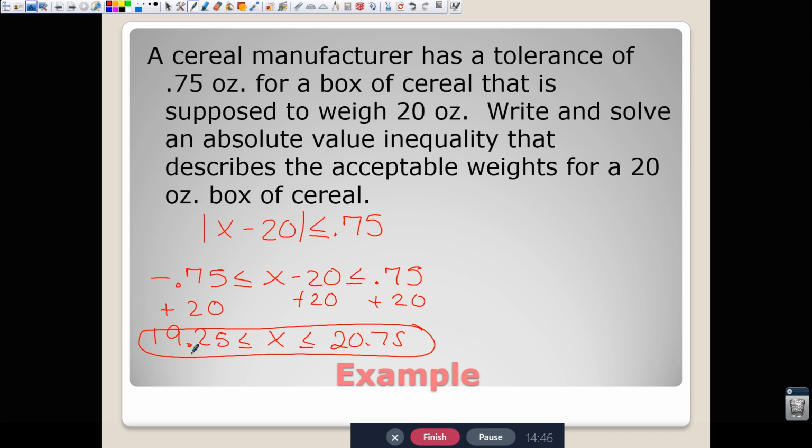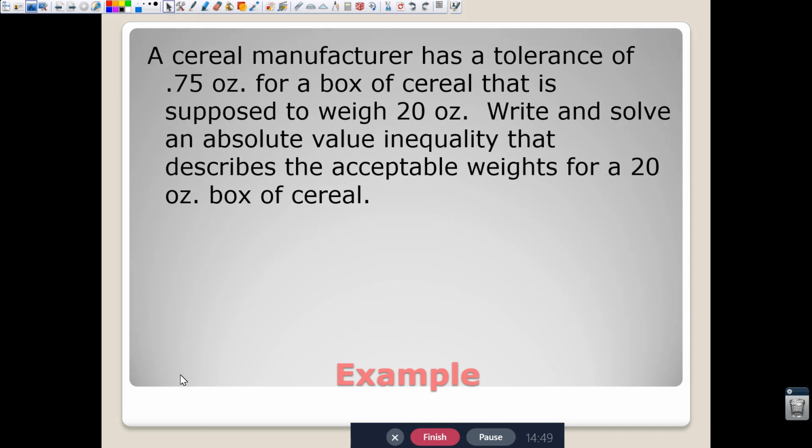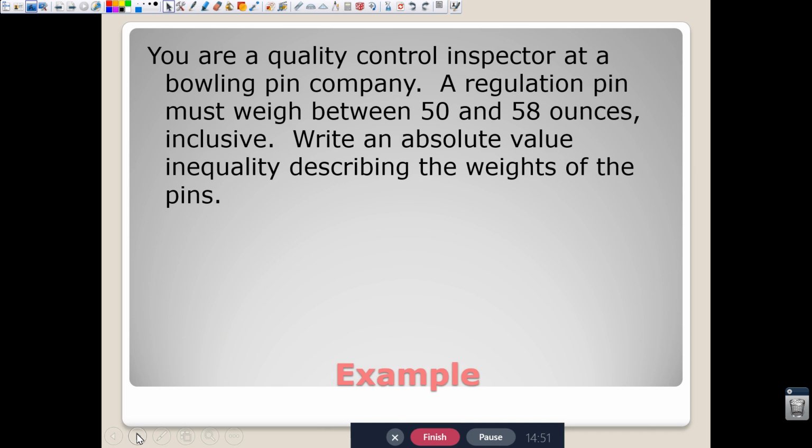Okay, let's try another one. So you are a quality control inspector at a bowling pin company. A regulation pin must weigh between 50 and 58 ounces, exclusive, write an absolute value inequality describing the weight of the pins. So, what? I said inclusive. I haven't said inclusive, but thank you. If I didn't say inclusive, I meant to say inclusive. Okay.